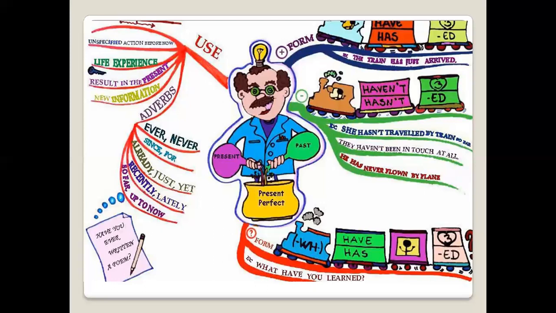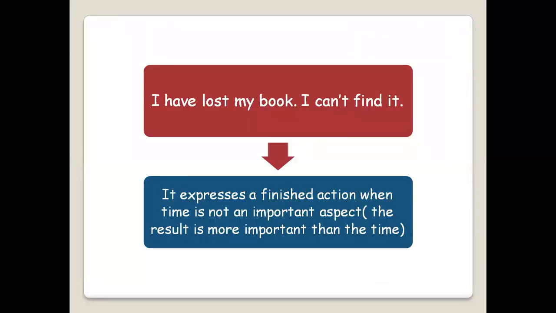Now, first example with the first use. The first example here: I have lost my book. I can't find it. Why do I use present perfect in this sentence? Because I want to emphasize the verb itself, the action itself, or the result of this action, that I lost my book and I can't find it.